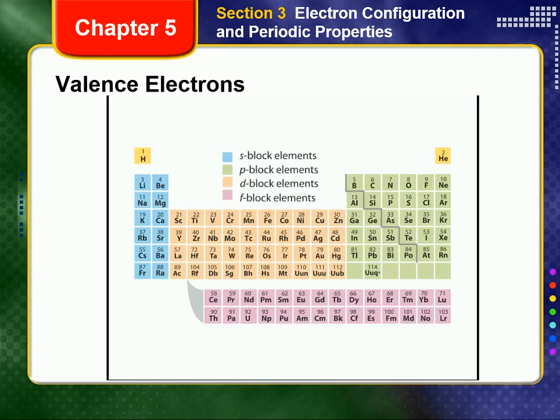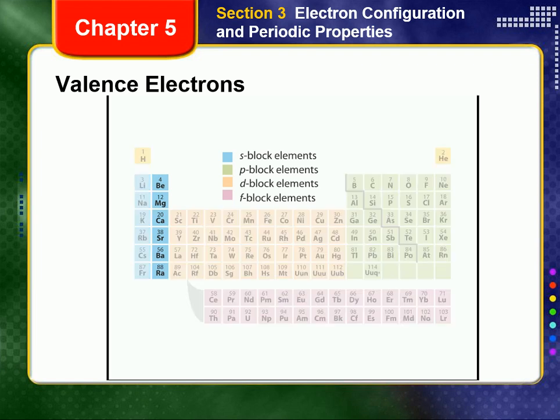The number of valence electrons for s and p block elements can be determined from the periodic table. For example, all members of the alkaline earth metals have 2 valence electrons, and all members of the nitrogen group have 5 valence electrons.